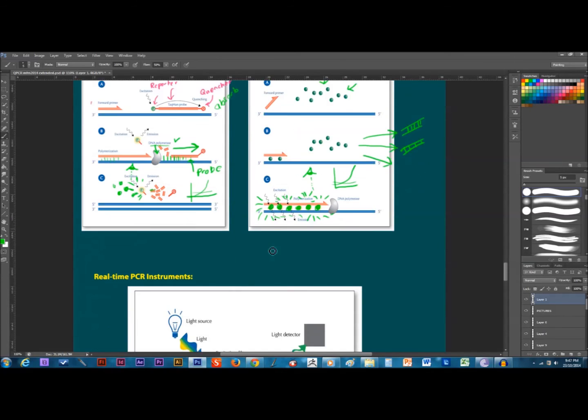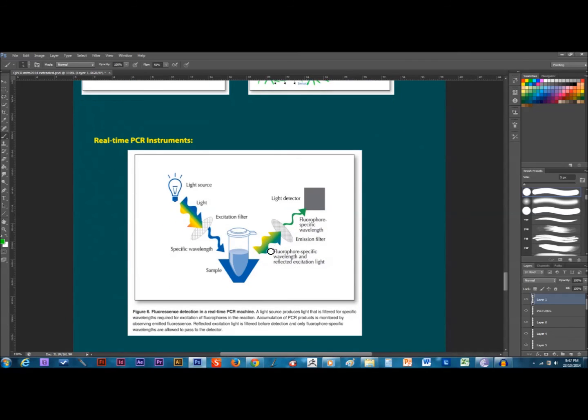So the real-time instrument actually measures the emission light from the fluorescence through an emission filter, and it requires a specific wavelength. Okay, and then the fluorescence is emitted and measured by the light detector inside the instrument. Okay, fluorescence detection in a real-time PCR machine.